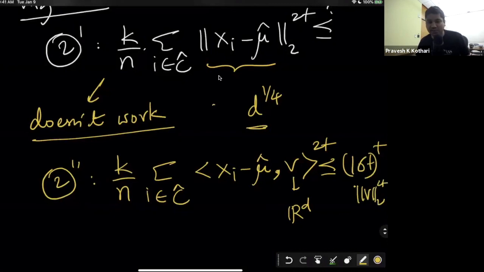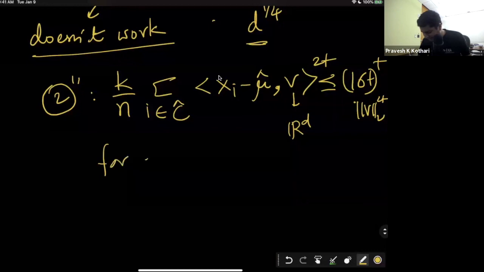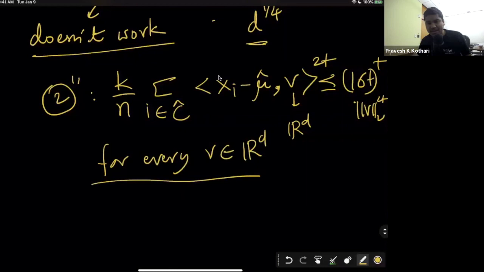And one thing you can observe is that, if I started from a Gaussian distribution or actually even a sub-Gaussian distribution, the projections are also Gaussian. Okay, so in some sense, I have to check this condition, but I have to check this for every direction v.